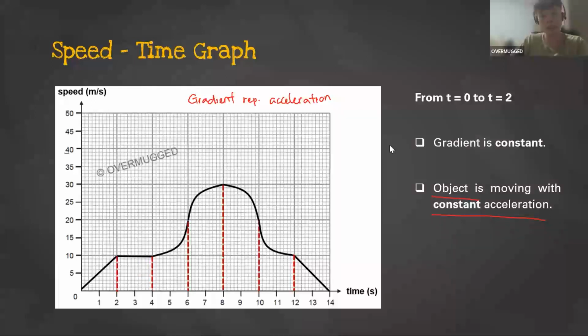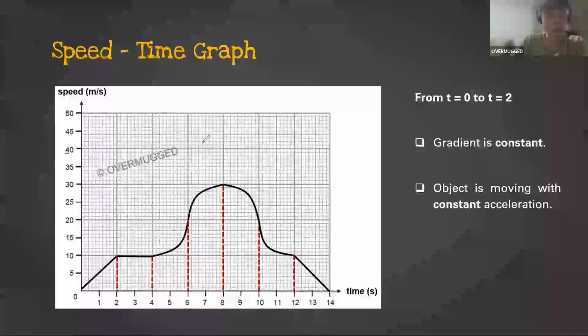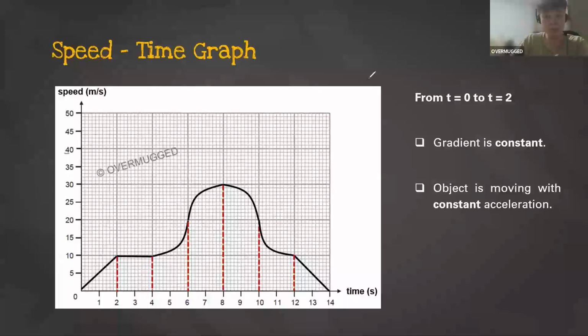The slides are still the same. Are you able to see the speed time graph? Someone commented that the slide did not change. Are you able to see the speed time graph from T0 to T2? Yeah, I can see. Yep, thanks. The gradient is constant as mentioned, steepness is constant, therefore object moving at constant acceleration.